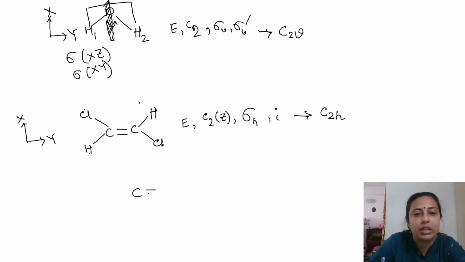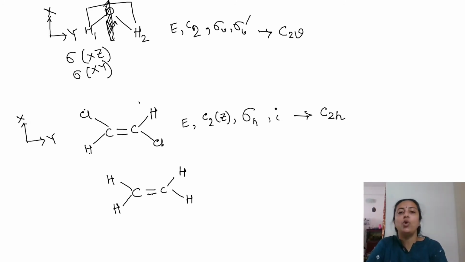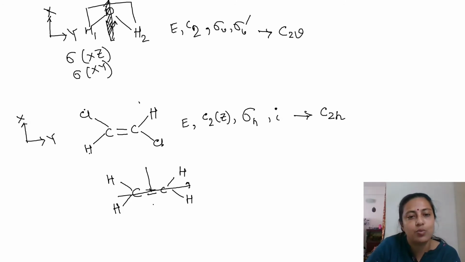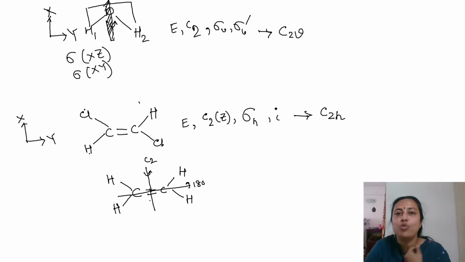Now let us do a similar structure, but here let me replace the chlorine by hydrogen. That is a simple ethylene molecule. Here if you look, the C2Z exists. Other than that, the C2X and the C2Y also exist, because you can rotate the molecule here as well 180 degrees or here as well 180 degrees. So that means I'm going to have three C2 axes. So any one of them can be considered to be the principal axis.